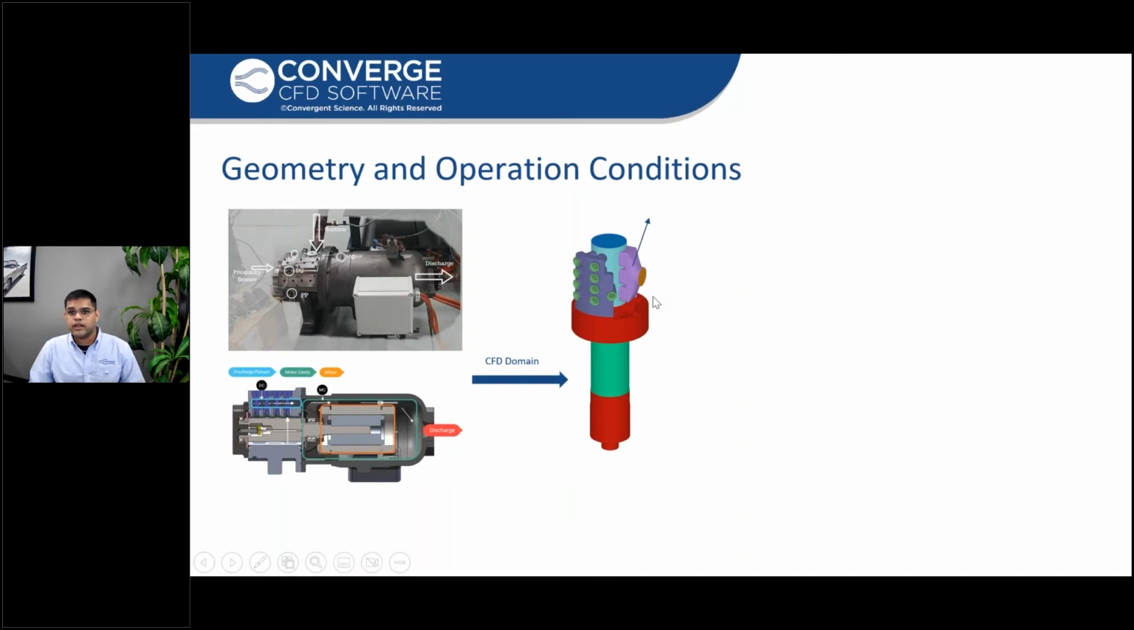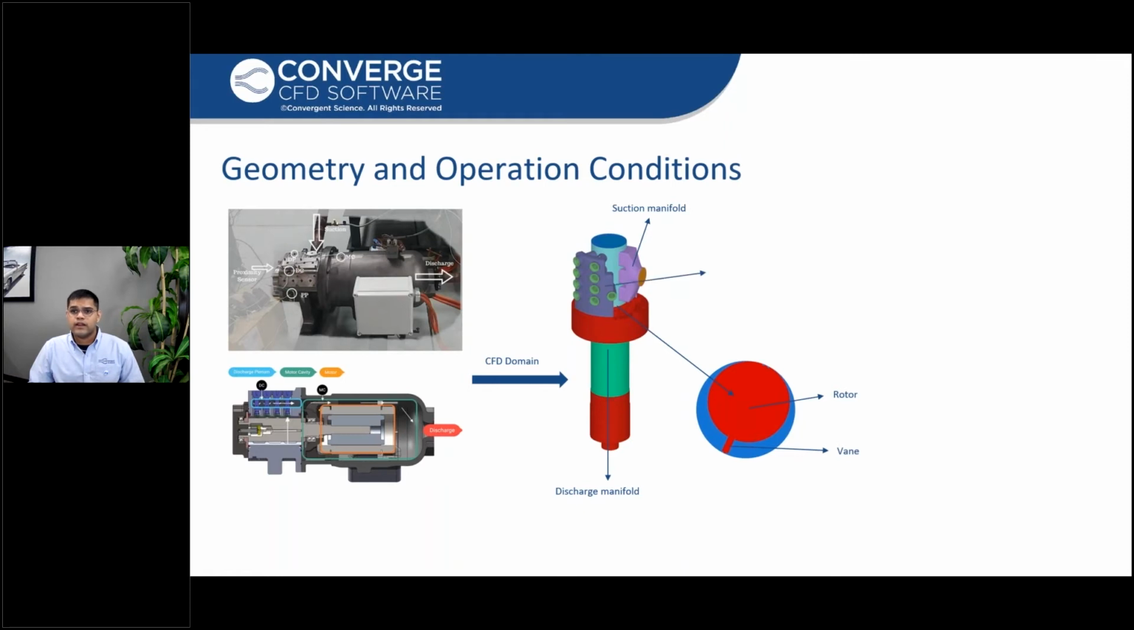The CFD domain can be further divided into a few different regions. First is the suction manifold, where the refrigerant will be coming in from. We have the discharge manifold, where the refrigerant will be going out. Then we have the compression region, where the positive displacement will happen. And further looking into it, we can see that the essential features of this compressor are the rotor and the sliding vanes.